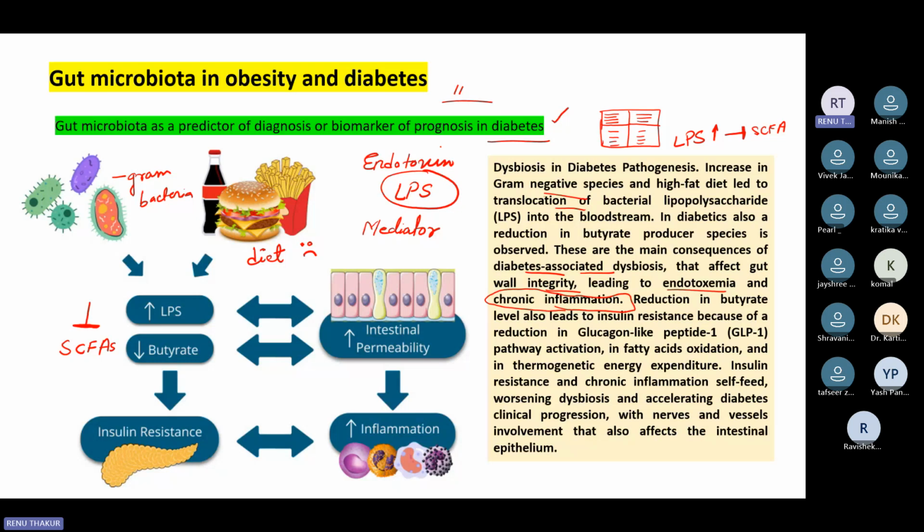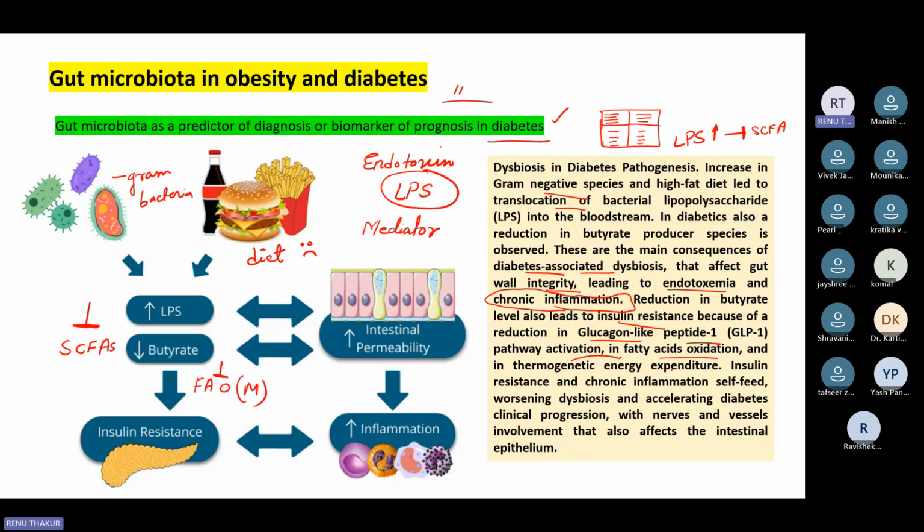So how they will respond to your therapeutic approaches? Reduction in butyrate level also leads to insulin resistance because of reduction in glucagon-like peptide pathway activation in fatty acid oxidation. So I have already mentioned one metabolic pathway, that whenever butyrate is hindered, suppose it is very low or it is not at all produced, what it will do, the fatty acid oxidation will also be inhibited in the mitochondria.